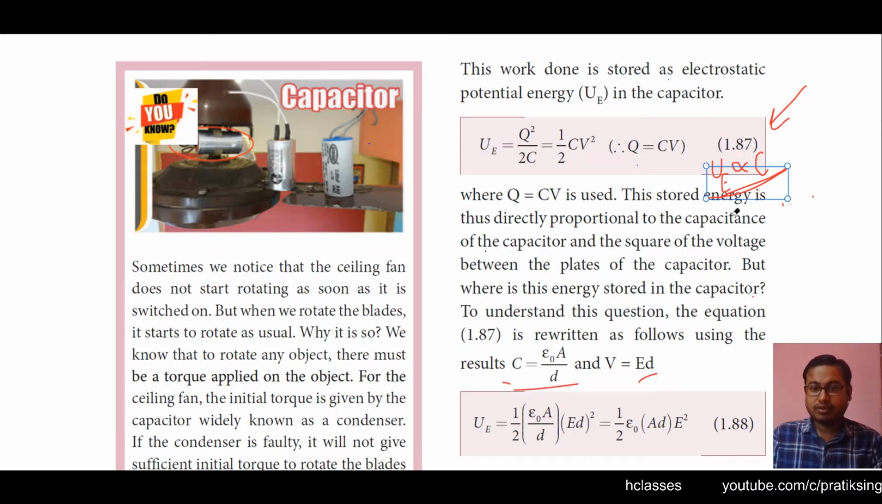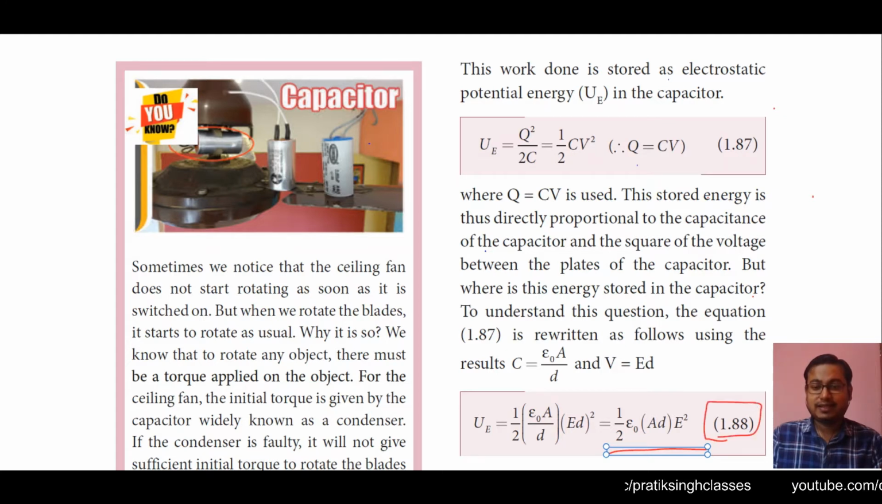So in equation 1.87, if you substitute the value of C as epsilon naught A by D and V as E into D, you will get UE, that is electrostatic potential energy, equal to half into epsilon naught A by D into ED square, that is half into epsilon naught into A into D into E square. So this equation 1.88 is just the transformation of equation 1.87 into another form, substituting the results which we have got in earlier equations.